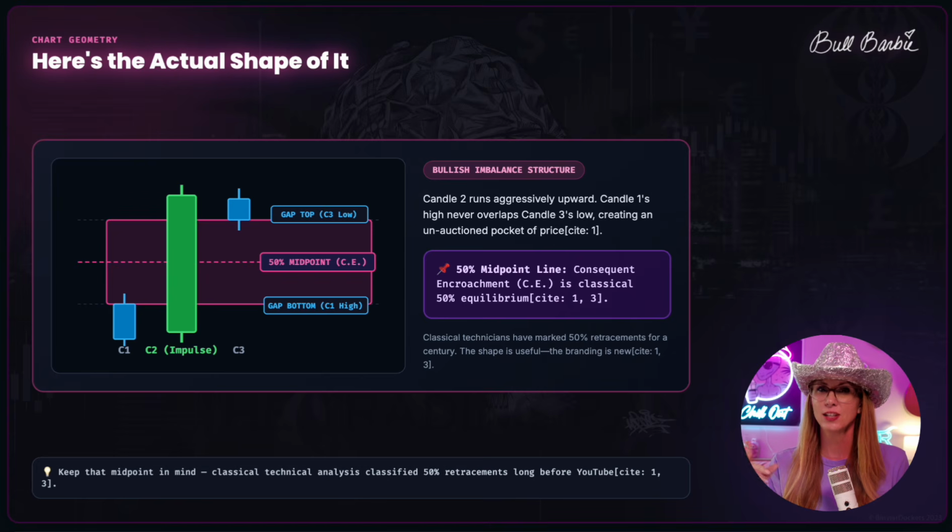So here's what it actually looks like on a chart. 3 candles, the gap between them, and the midpoint line running through it. So hang on to that midpoint line. ICT calls it consequent encroachment. We'll come back to why that matters.